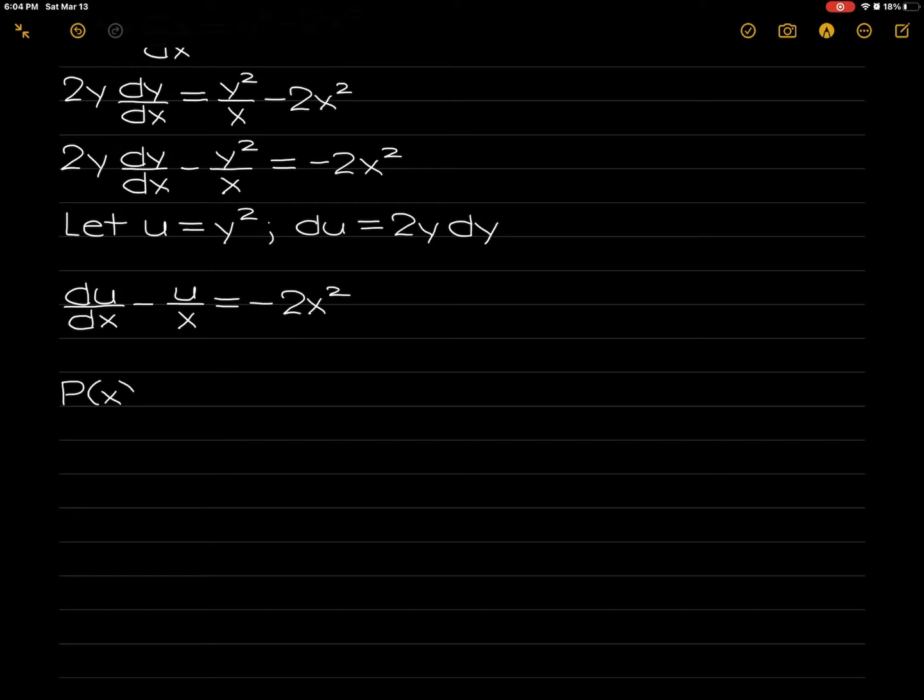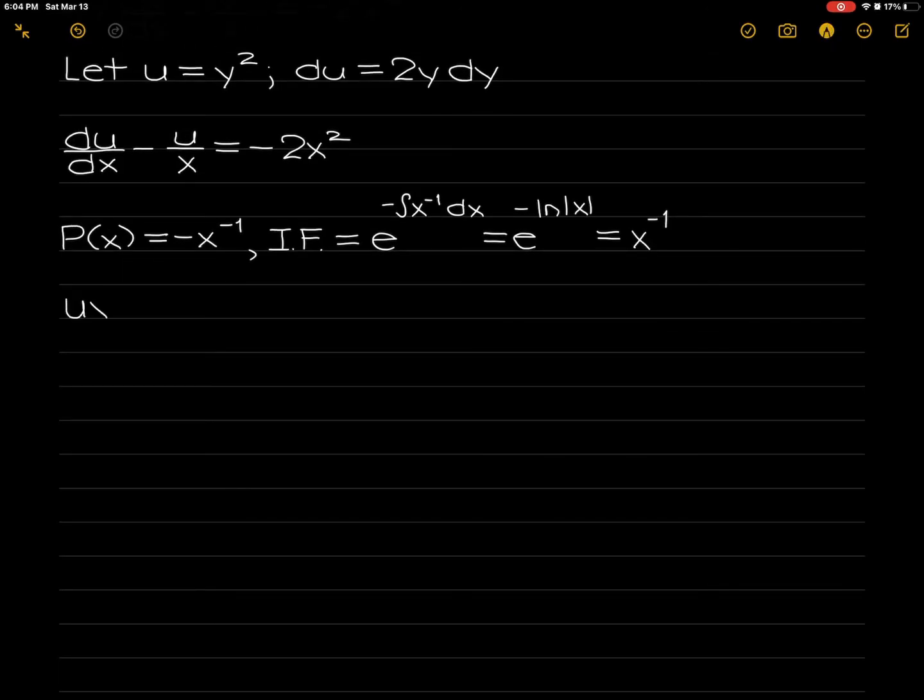form with dependent variable u, and p of x equals negative x raised to the negative 1, and our integrating factor will be equal to e raised to the antiderivative of the negative x raised to the negative 1 dx, which is also equal to e raised to the negative ln of the absolute value of x, which is x raised to the negative 1.